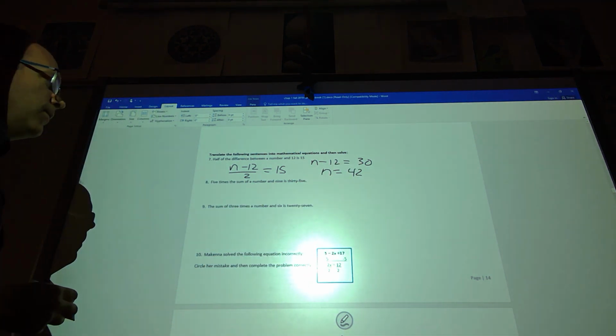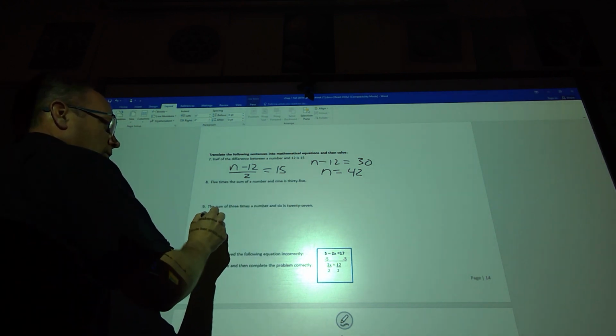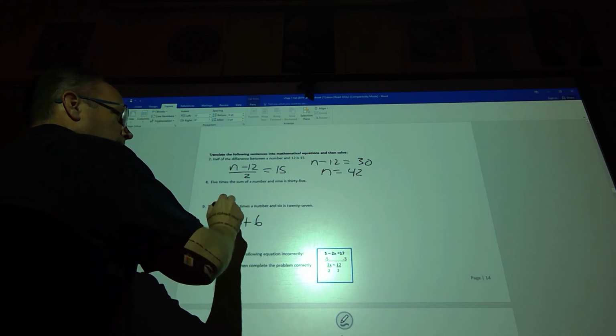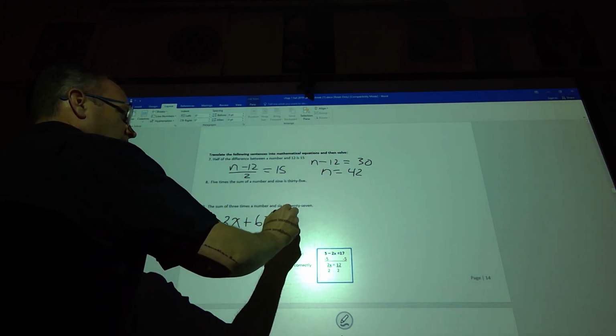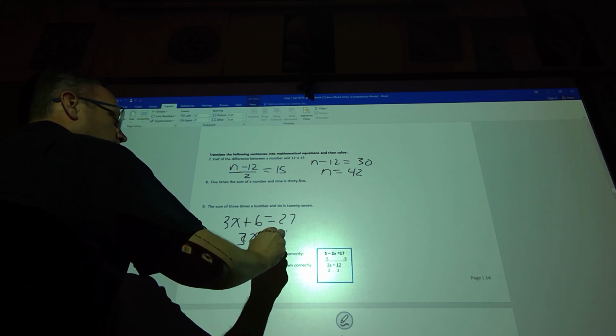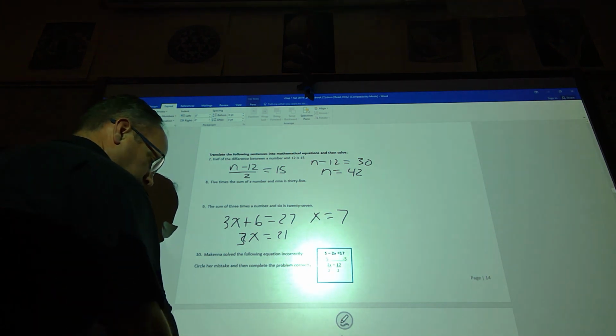Number 9, the sum of 3 times the number and 6 is 27. So the sum of 3 times the number and 6, sum means add, is equal to 27. Subtract 6 from both sides, so I get 3x is equal to 21. So divide both sides by 3, so x is equal to 7.